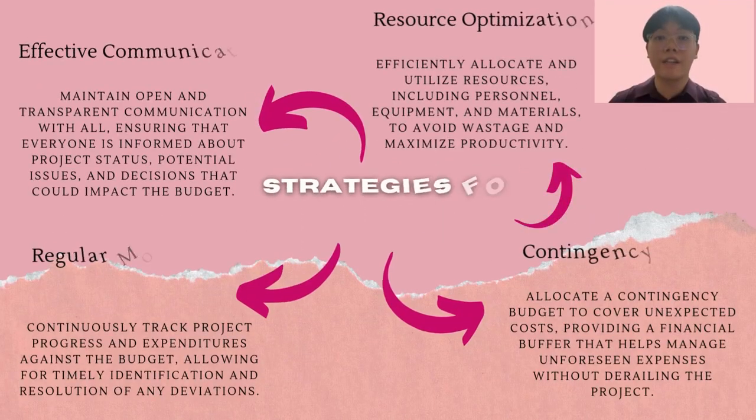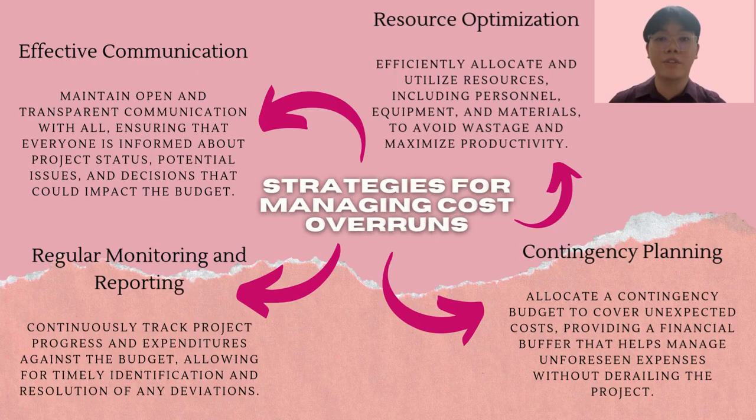To manage cost overrun effectively, it's essential to focus on four strategies. First, maintain effective communication by keeping everyone updated on the project progress, risks, and decisions, avoiding miscommunication and unexpected costs. Next, practice resource optimization by allocating personnel, material, and equipment wisely to minimize waste and maximize productivity. Regularly monitor and report project progress and spending, to quickly identify and address any budget deviation. Lastly, implement contingency planning by setting aside extra funds to cover unexpected expenses, ensuring the project stays on track even when a surprise arises.